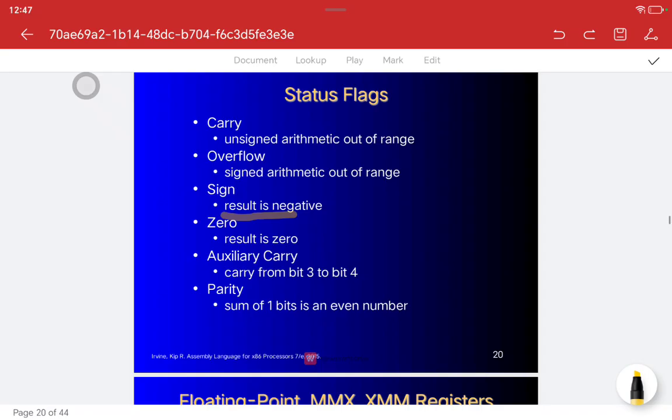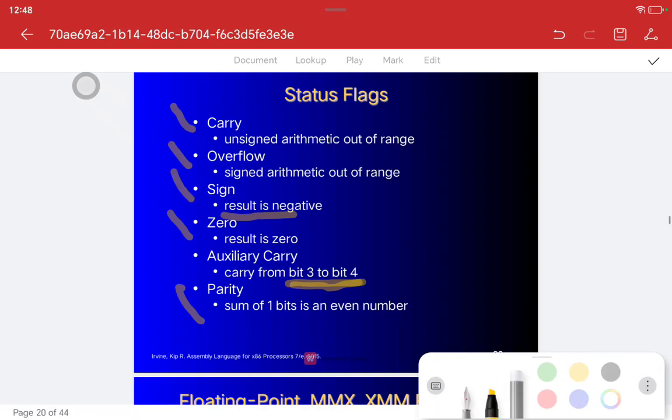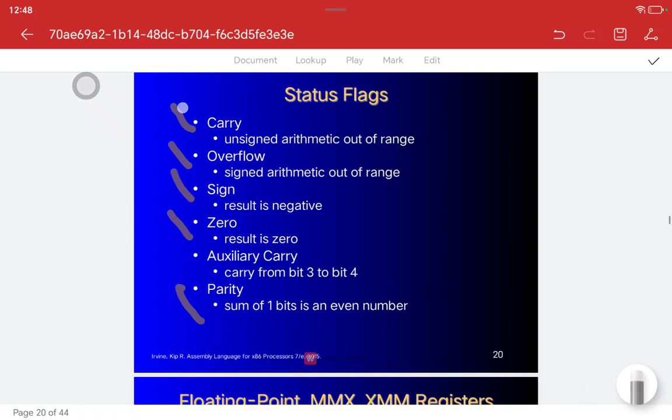Now we have what we call the auxiliary carry, which is a carry from the 3rd bit to the 4th bit. This one we usually don't discuss in most cases, but if we come across it, we'll look at it. So the ones that we focus on are the carry, overflow, sign, zero, and also the parity, which is when the sum of 1 bits is an even number. If the sum of 1 bits is an even number, we call that parity. Or they can just give you an instruction, then we'll check how to execute it.